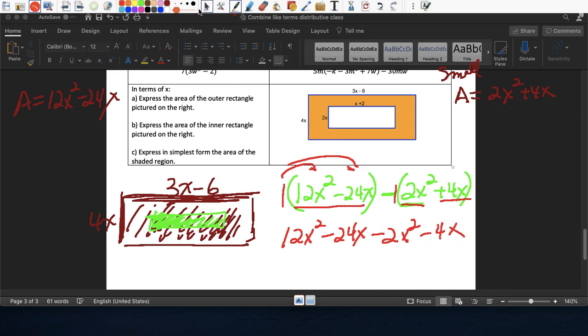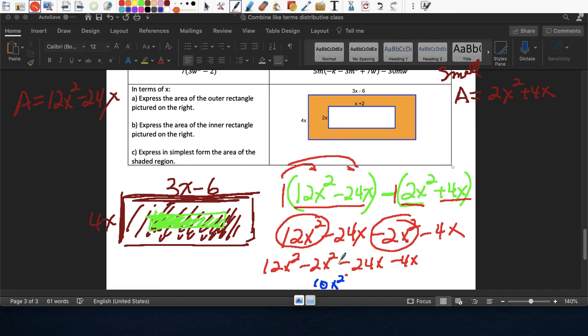Can we combine like terms? We definitely can. Combine these two over here. So we get 12x squared, put them next to each other. And then let me put the other two next to each other, minus 24x, minus 4x, like terms. So 12x squared minus 2x squared is 10x squared. And then minus 24x minus 4x is minus 28x. So the area that's left over of my rectangle is expressed by 10x squared minus 28x. Let me write that a little neater. That's the area that's left over.